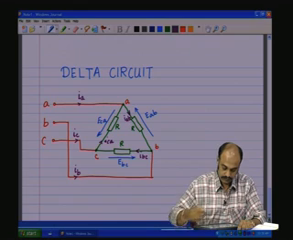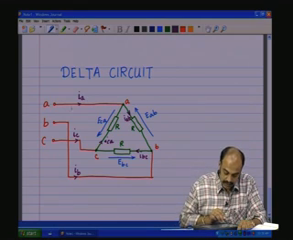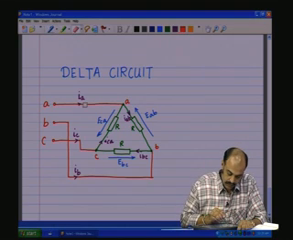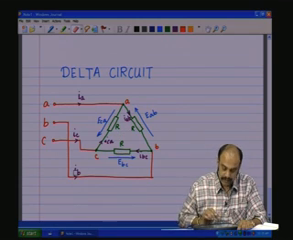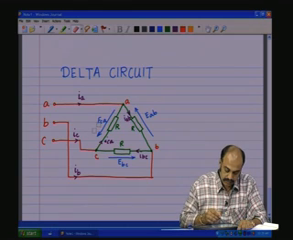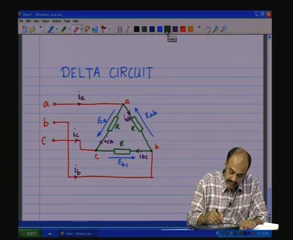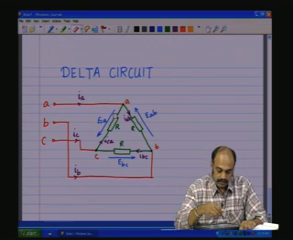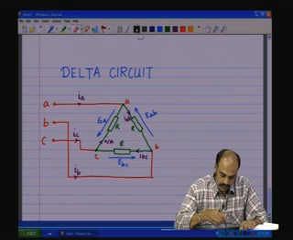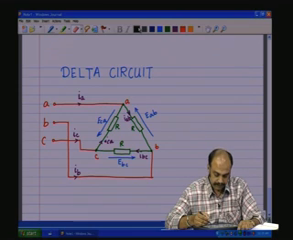Now, we need to find the relationship between this line current here IA and the phase currents here. So, also the line currents and the phase currents, because we know that between the phase voltage and the line voltage there is no difference. So, they are all equal. So, what is remaining is to find the relationship between the line and the phase currents. So, first let us draw the phasor diagram.